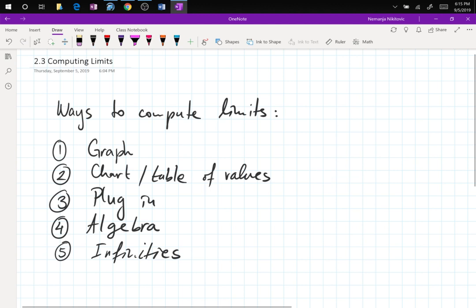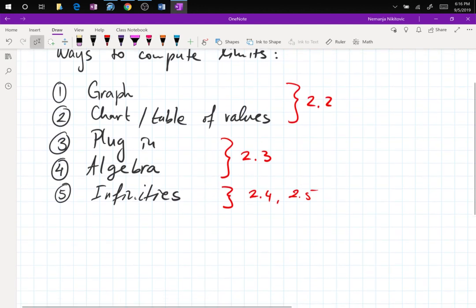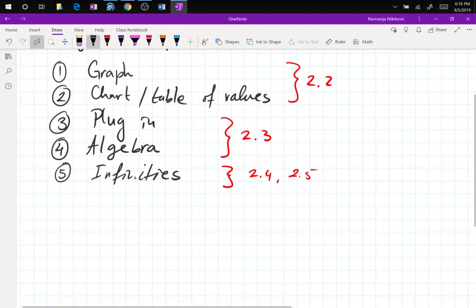So now, I'm going to give you that these two are in 2.2, these two are in 2.3, and this one is 2.4 and 2.5, right? So that's your, in terms of sections for the chapter. The goal of today is to cover those 3, 4, and 5 points in 3 different sections. The first order of business is to say, the plug-in method.